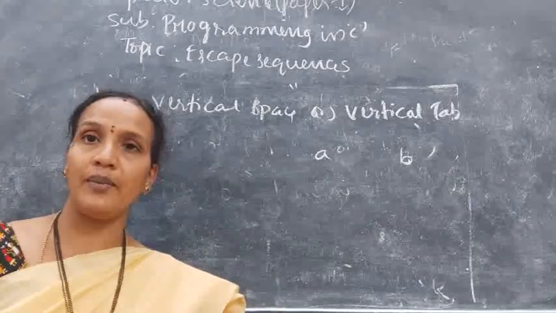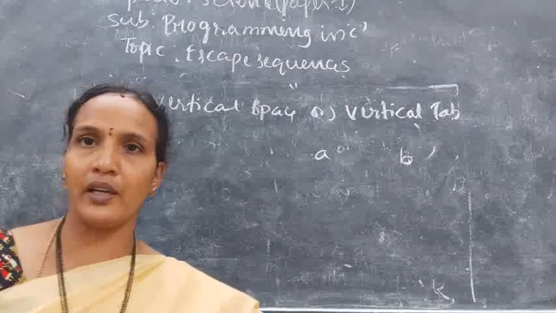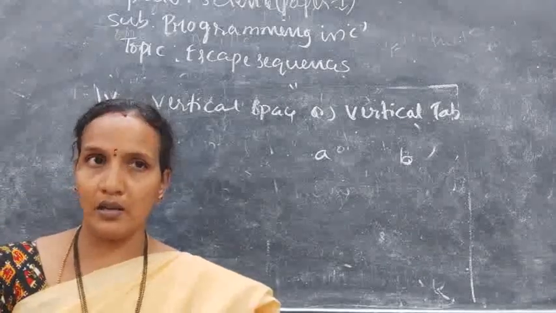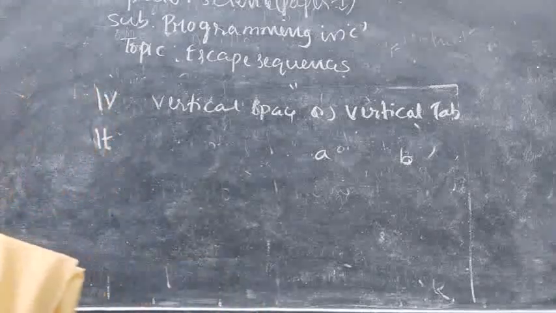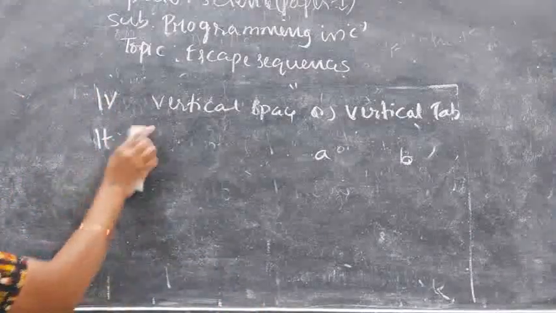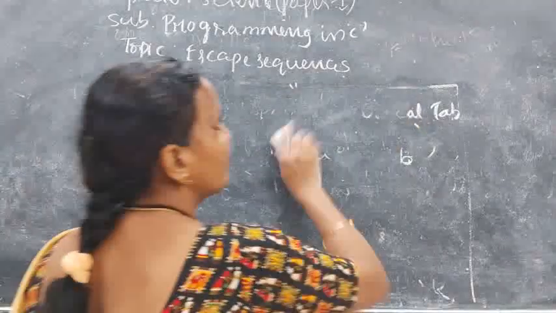And horizontal means you will get a space, and it may be vertical or horizontal. You will get an 8-character space. Understood? Next, one more escape sequence is there.